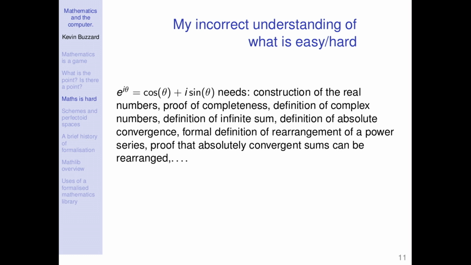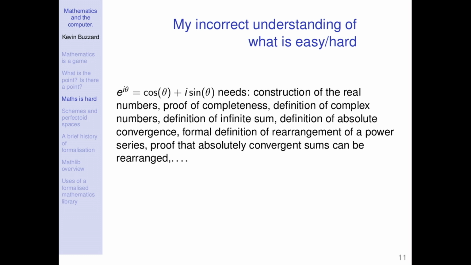My whole idea about what was easy and difficult in mathematics was turned on its head in this period. So for example, e to the i theta is cos theta plus i sine theta. Well, we didn't have e to the i theta. We didn't have i. They'd only just made the real numbers. I made the complex numbers in Lean's maths library. I defined a complex number to be a pair of real numbers. That was my first contribution to the maths library.